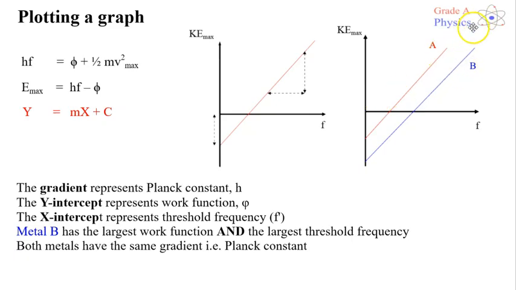We could also compare two metals, so I might have metal A and metal B. Metal B has got the largest work function because it's got the largest value, the magnitude of the y-intercept. It also has a larger threshold frequency. However, we can see that these two lines are parallel. They both have the same gradient. The gradient is always the Planck constant.